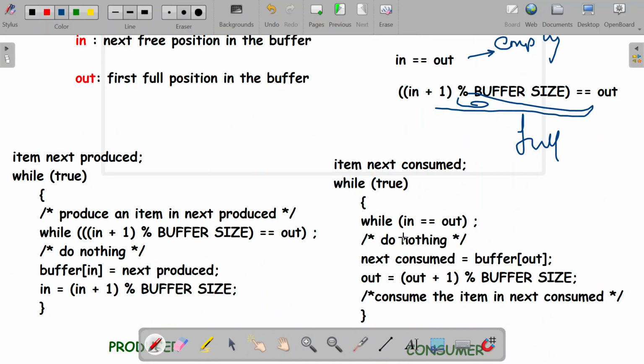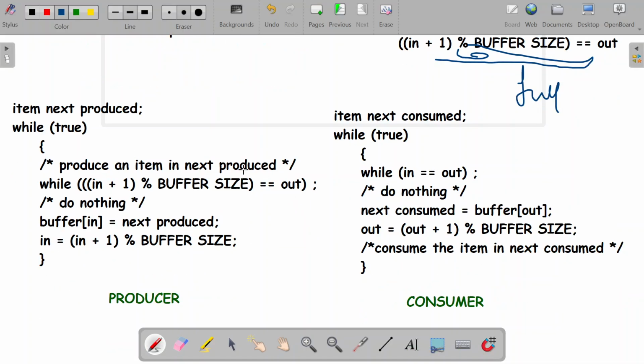Keeping this in mind, now let us see the two different pieces of code for the producer and consumer. Here I have the item next_produced, and while (true), infinitely it keeps on doing the job. While ((in + 1) % BUFFER_SIZE == out), that is, if the buffer is full, the producer is blocked and does nothing. How long? Until there is an empty space. Once there is an empty space, it will produce a new item, store it in the buffer and update the counter. This is what happens in the producer.